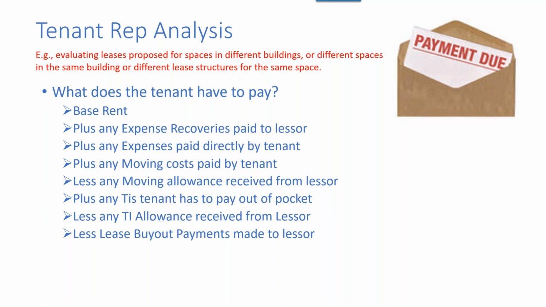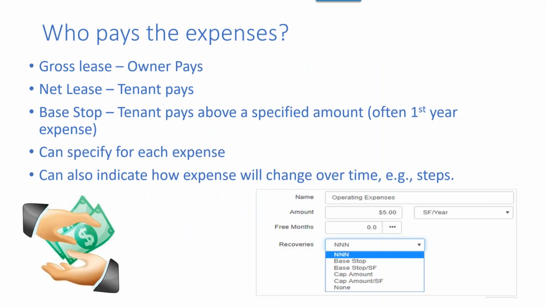As the market weakens, a lot of times Class A becomes affordable where it wasn't before for tenants that are in Class B buildings. But in order to entice the tenant to move from the Class B to the Class A building, I have to provide some moving allowances. Then you have any tenant improvements that have to be paid out of pocket, less any TI allowances, and then less any lease buyout payments that you have to make to the lessor. So all those kind of things would be captured by the program.